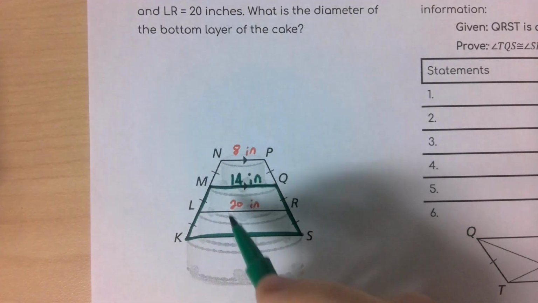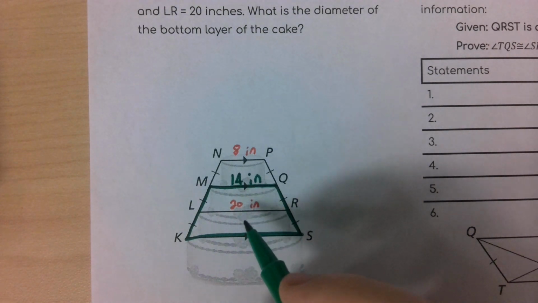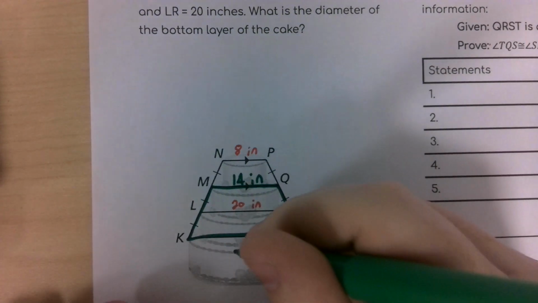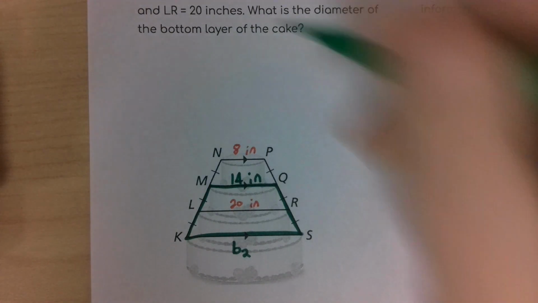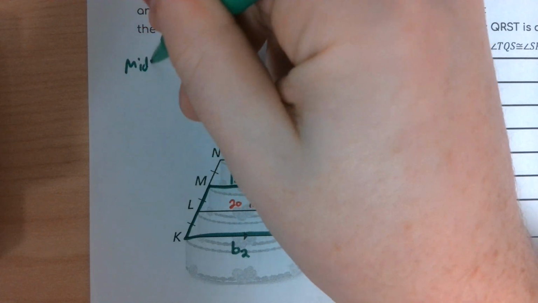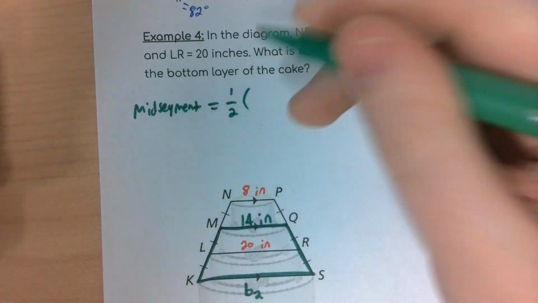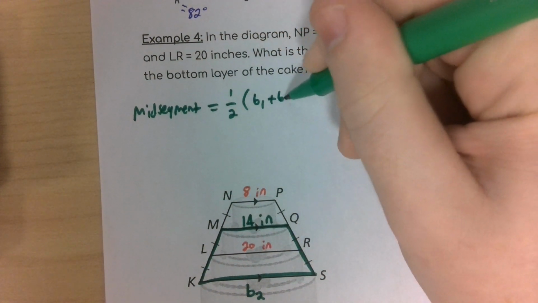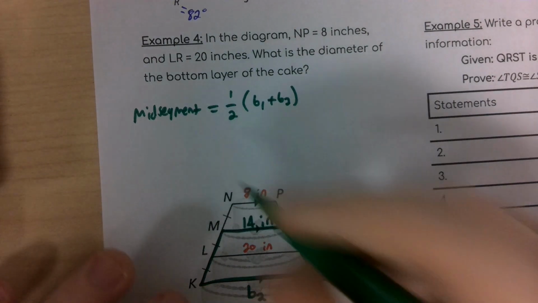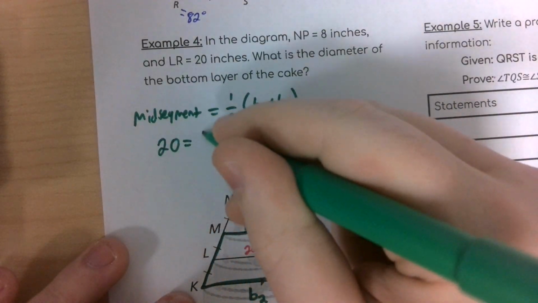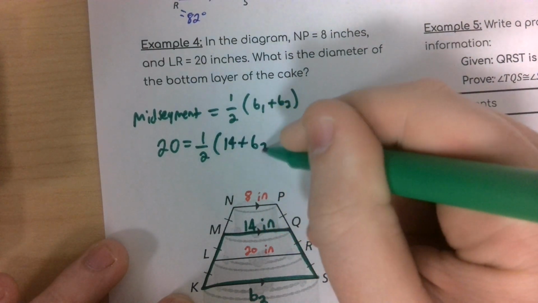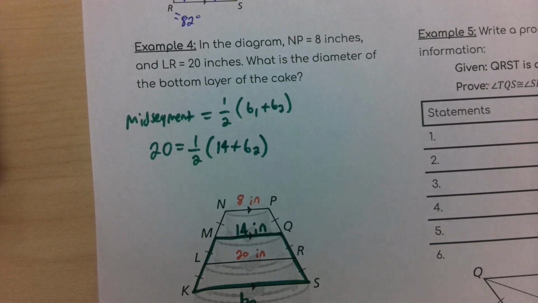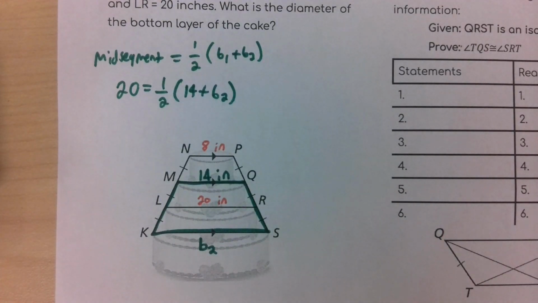We now know that the mid-segment of this bottom trapezoid is 20. One of the bases is 14. We need to figure out what base 2 is. We can solve for it using this formula. The midsegment of a trapezoid is 1/2 base 1 plus base 2, and we know most of this information. We know that 20 has to equal 1/2 of 14 plus base 2. So we can undo this equation.